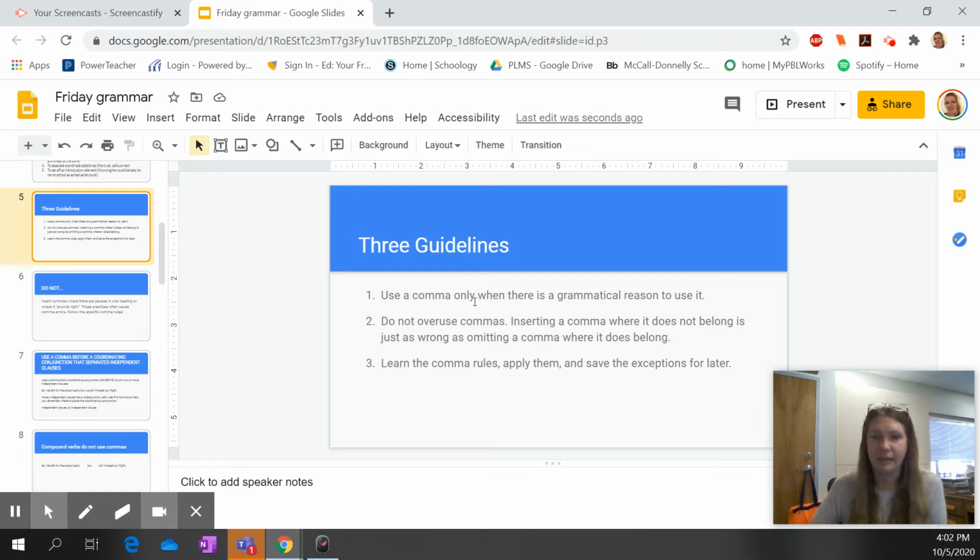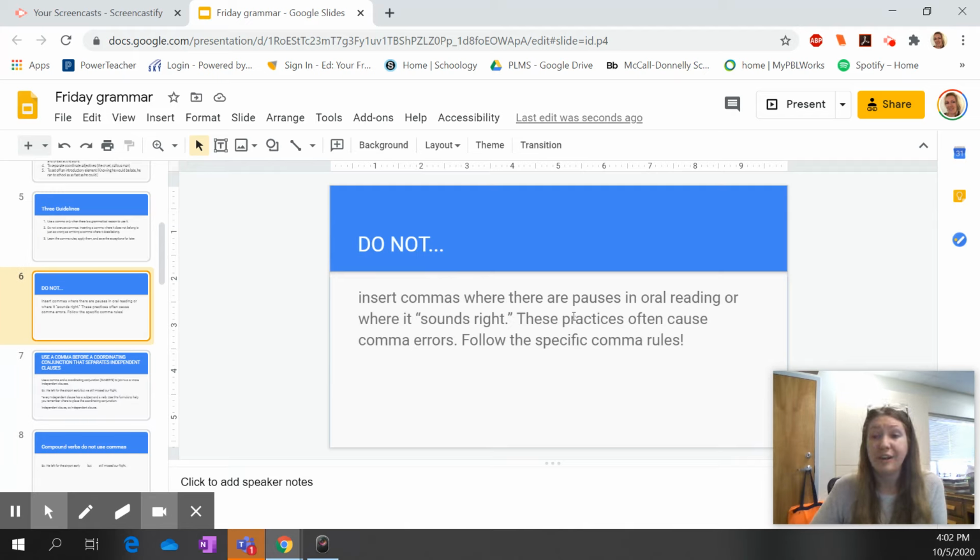So here are some guidelines. Use commas only when there's a grammatical reason to use them. Do not overuse commas. Inserting a comma where one doesn't belong is just as wrong as omitting one where it does belong. Learn the comma rules, apply them, and then you can break the rules. So once you know the rules, that's when you can break the rules. Do not insert commas where there are pauses in oral reading or where it sounds right. I polled my classes and numerous students said that they were taught this in elementary school, to put a comma wherever there was a pause when they were reading it. So do not do that.